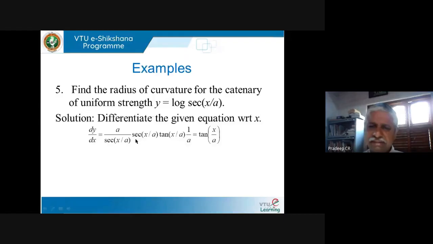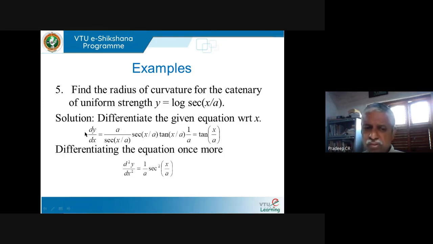I don't know where I'm getting this a from. I have to see. I can't think right now, but I'll check this and get back to it. In case there's a correction, I'll come back to this later. So this is dy by dx, which is secant x by a, secant x by a gets cancelled, a gets cancelled. How did I get this? I don't know, I'll think over this.